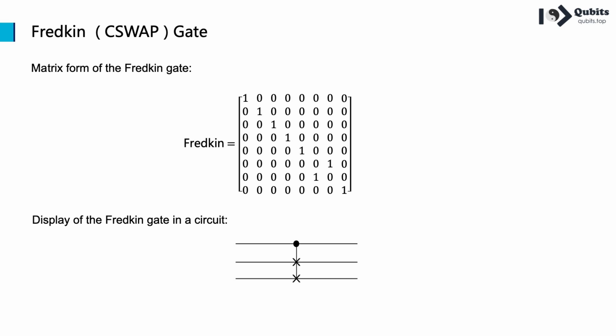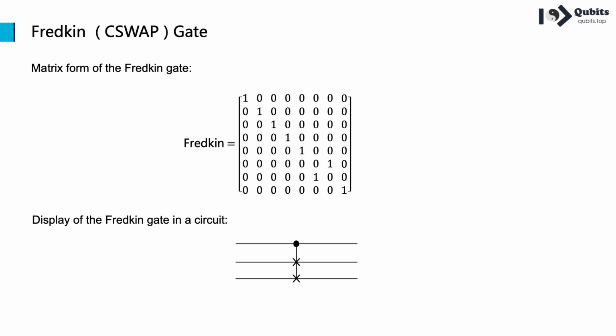To understand the working principle of the Fredkin gate more intuitively, we can think of it as a controlled swap gate. The first qubit acts as a control qubit, and if it is in the state ket 1, the gate swaps the second and third qubits. Otherwise, the gate leaves the 2 qubits unchanged.